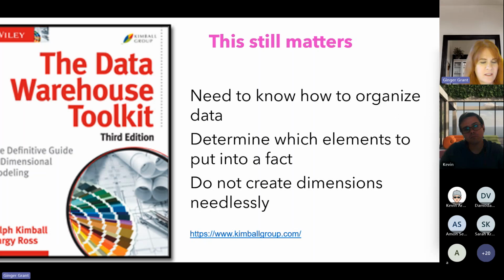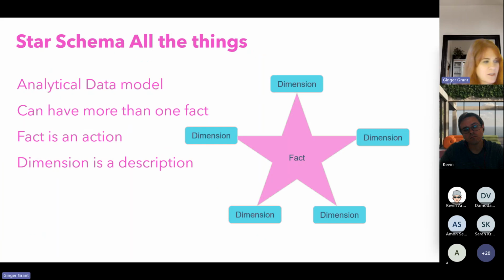You have the row level dimensions that you're going to have to deal with. So try not to have a large number of fact tables, but make sure you have fact tables. That's still important. So Star Schema, all the things.